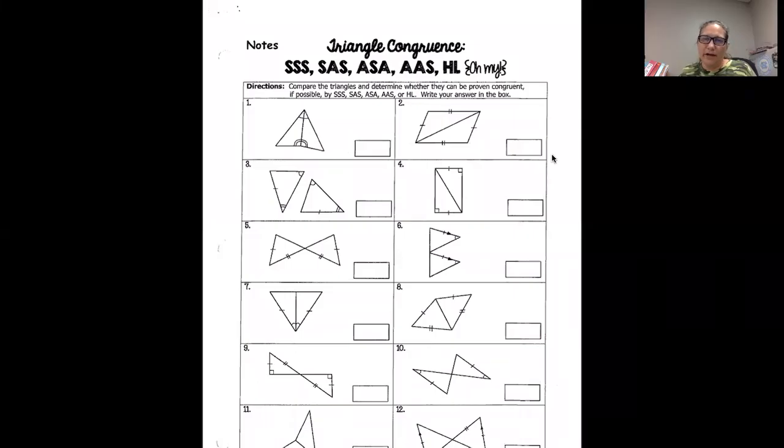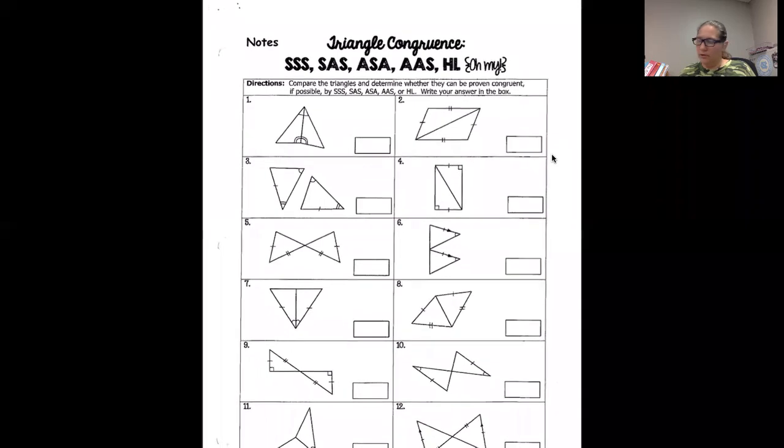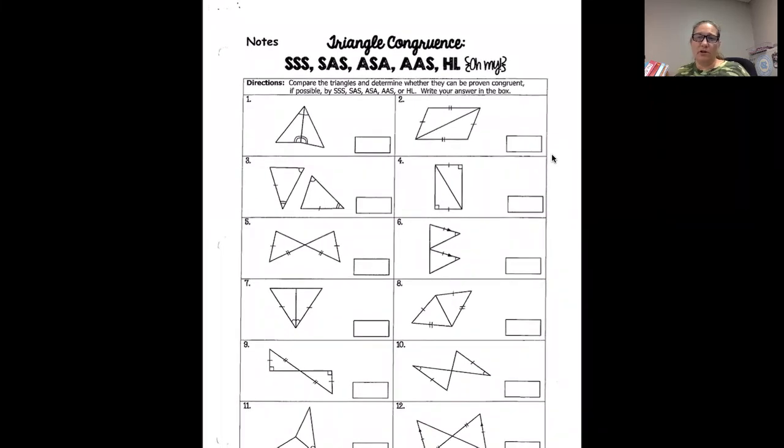Hey guys, we're going to look at your last section on triangle congruence today, which is basically a review. There are lots of proofs in this particular section that you have to build from scratch, as well as this first page, which is identification. So you are going to identify each congruence as side, side, side, side, angle, side, angle, side, angle, angle, angle, side, or hypotenuse leg. Remember, hypotenuse leg can only be used on right triangles.